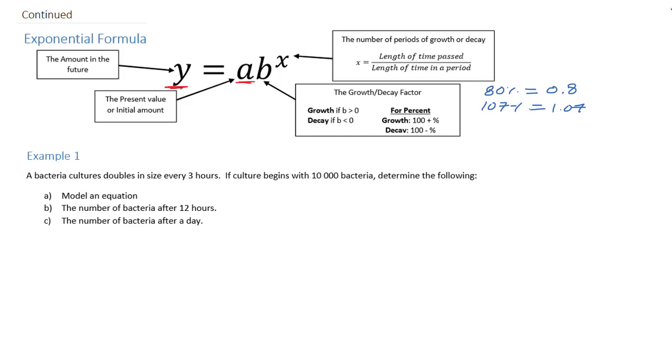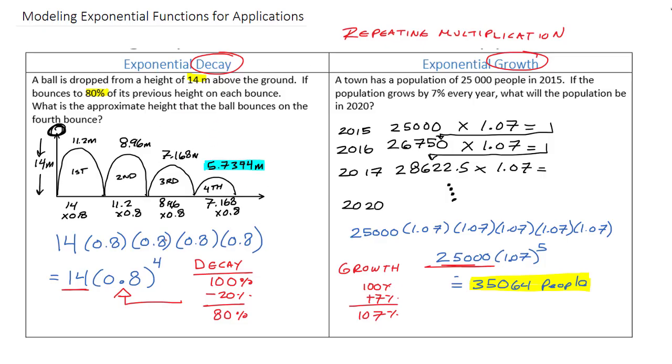Y is generally our answer. What do we get? We usually say it's the future amount. How much are we going to have in the future? What did we end up with in the future, the height of the ball, or the future population of the town? The final thing is the x, and the x is how many times we're going to repeat that. So the number of growth or decays. How many periods? How many times is that going to happen? In our previous example, this one happened 4 times, 4 bounces. And this one happened 5 times, 5 years.